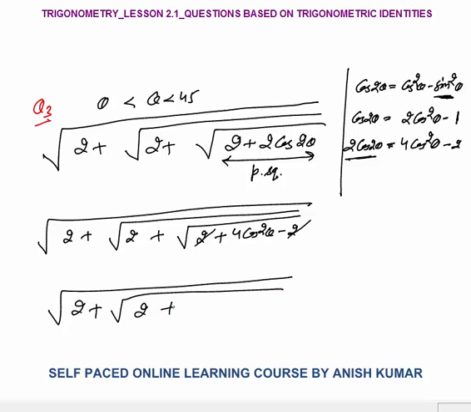Now 2 and 2 you can see get cancelled out, but I will get the perfect square: 2 plus 4 cos square theta. Its square root would be 2 cos theta. So I have simplified this. I am left with 2 cos theta.